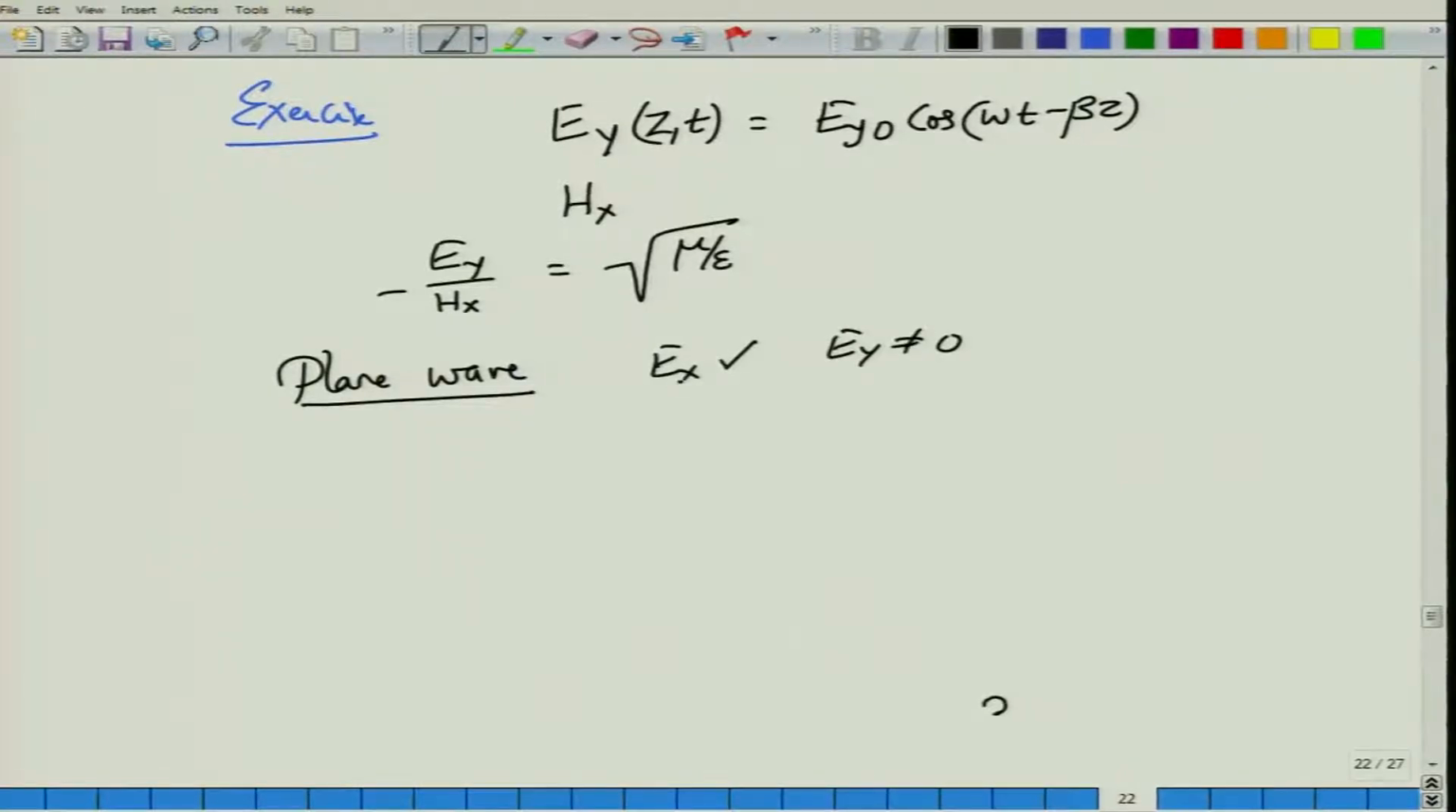This Ex component, if you try to find what is del dot E, can you see what will happen to del dot E? This will be equal to 0 because Ex will be a function only of z and t.